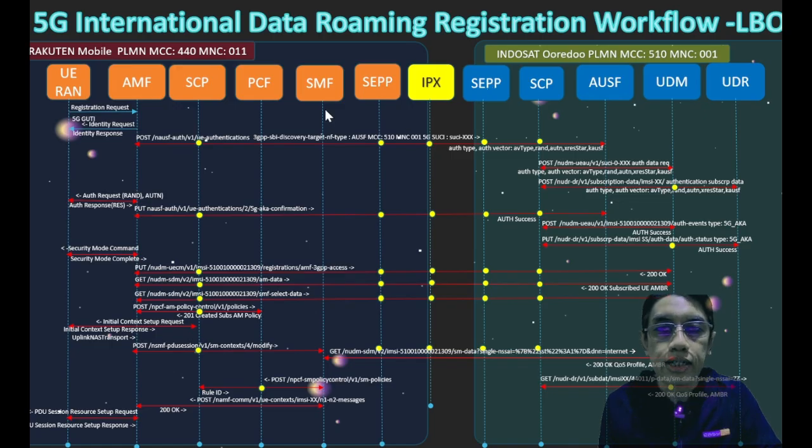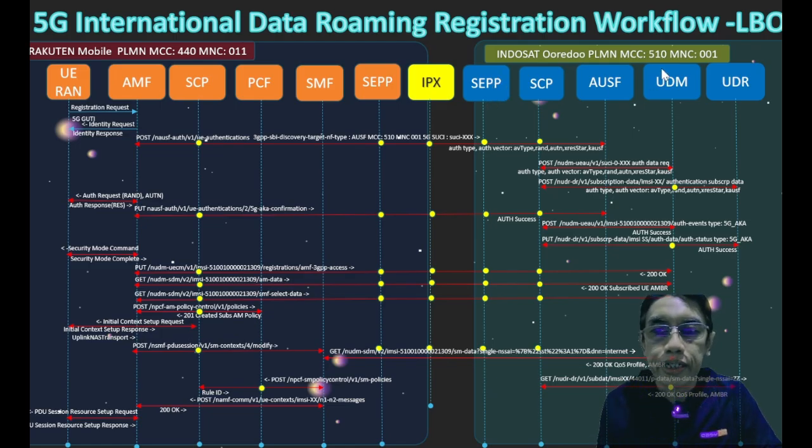As we can see in this data roaming registration workflow, we have the mandatory network functions for this registration workflow scenario using the local breakout. In the visited PLMN, we must have the UE RAN nodes pods, PMF pods, SCP, PCF, SMF, and SEPP pods.